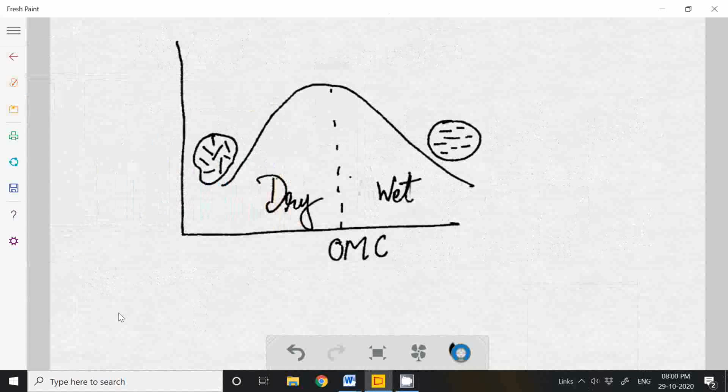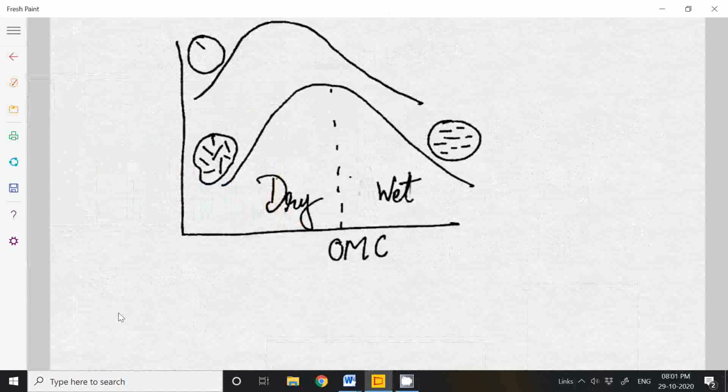for a certain compactive effort. That means suppose you are giving some higher compaction, then this curve will go above, right? Then you see on the dry side also, if you are giving a higher compactive effort, the dispersion will not be so good. But here the dispersion will be very nicely done on the wet side.